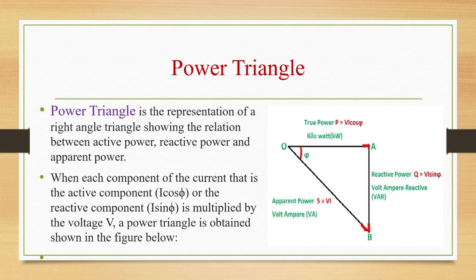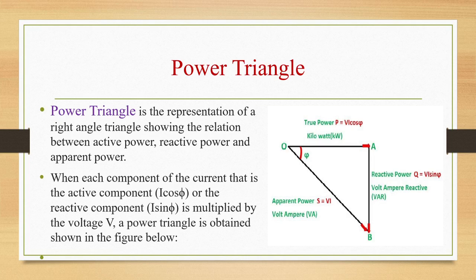So the power triangle is the representation of a right angle triangle showing the relationship between active power, reactive power and apparent power. From the power triangle we can see this relationship. When each component of the current, that is the active component or the reactive component, is multiplied by voltage, the power triangle will be obtained.